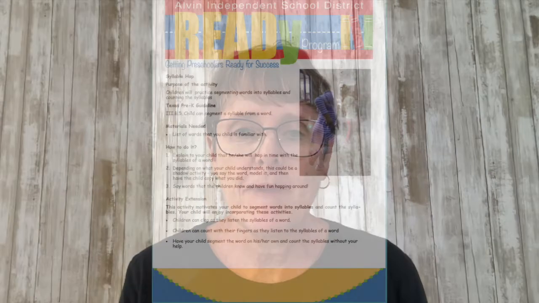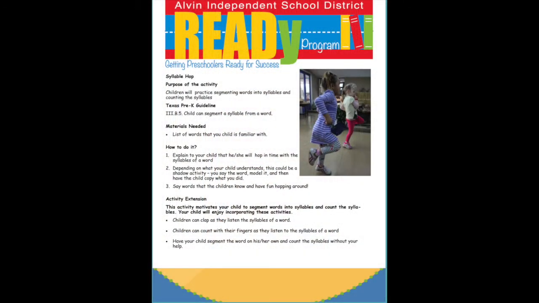The last activity this week is a review activity, syllable hop. We've been talking about syllables in class, and you're going to continue that again this week with syllable hop. We've talked about using names of the family and hopping out the syllables. We've talked about using favorite foods. Continue with those. As you're doing the syllables, you can incorporate the sounds that you hear when you say that word.